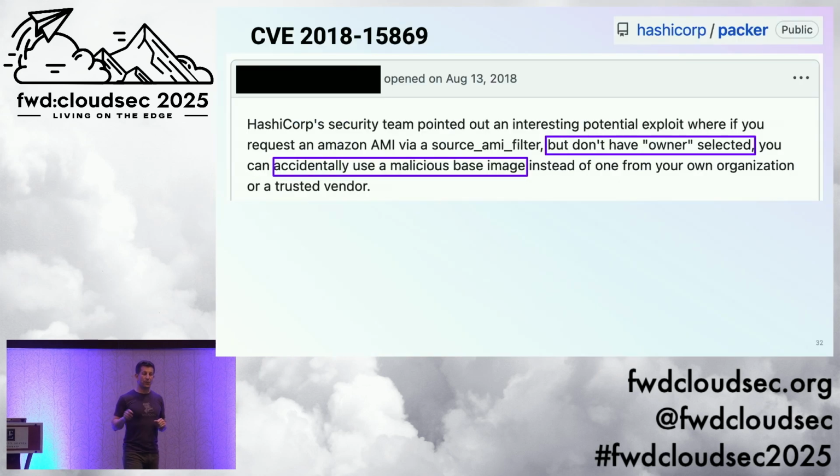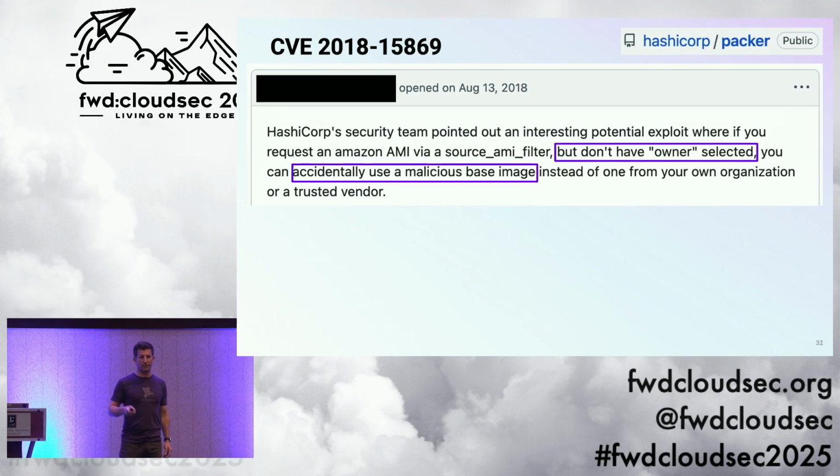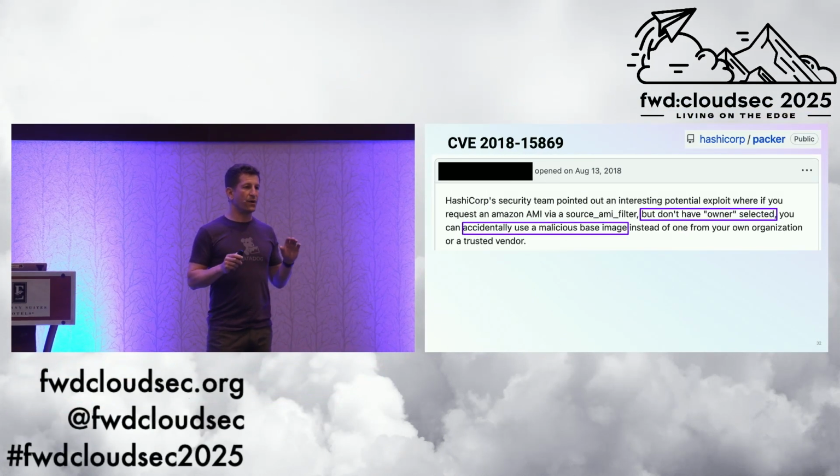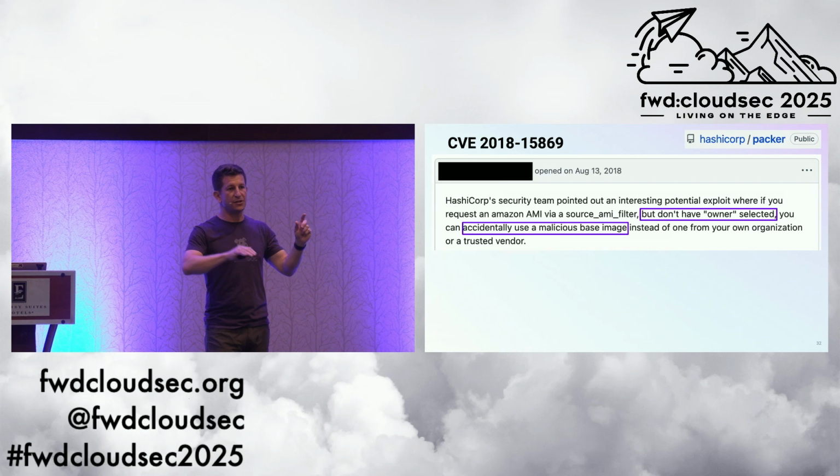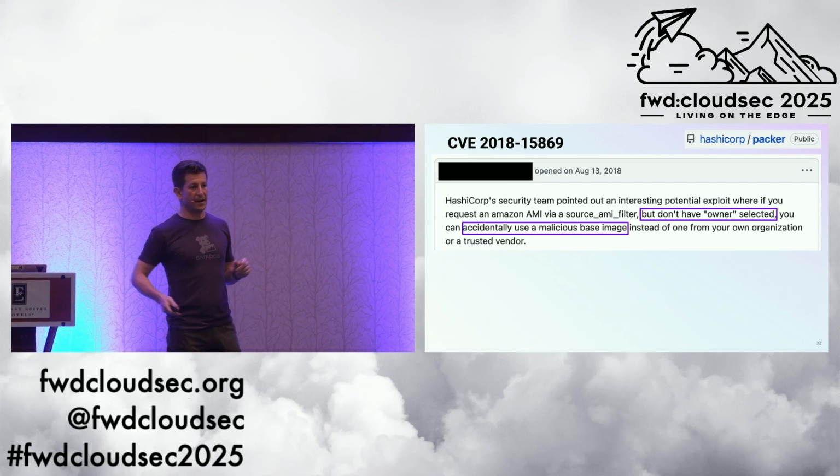Now let's fast forward to 2018, because not only is this not the first name confusion attack, this is not the first time that this attack has been executed. In 2018, HashiCorp's security team made this issue on the Packer repository. So Packer is a way that you can create images. One of the ways you can do that is you can give it an AMI ID as the source, you can add your customization, and you could build a new AMI ID.